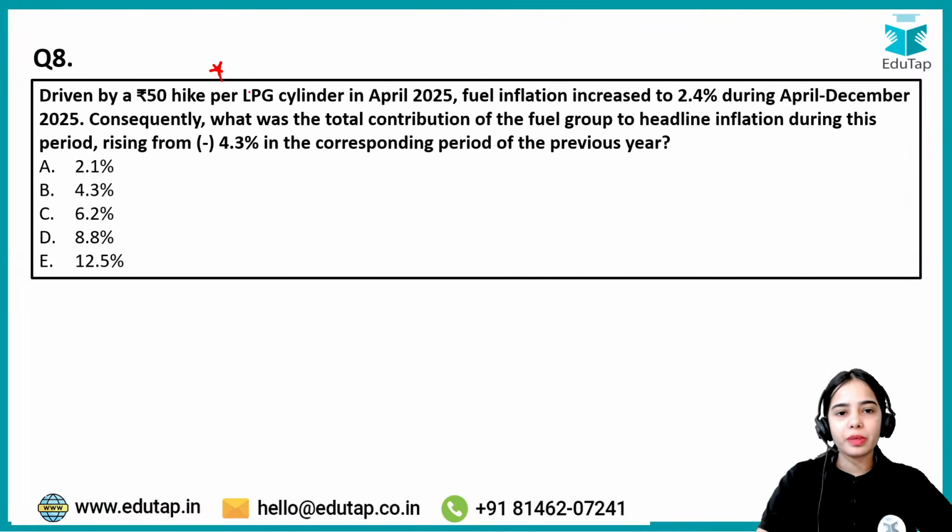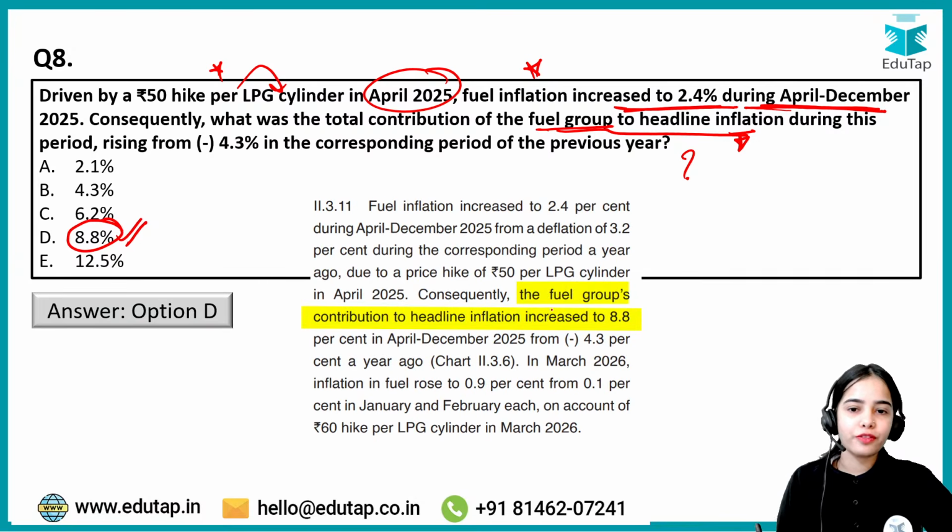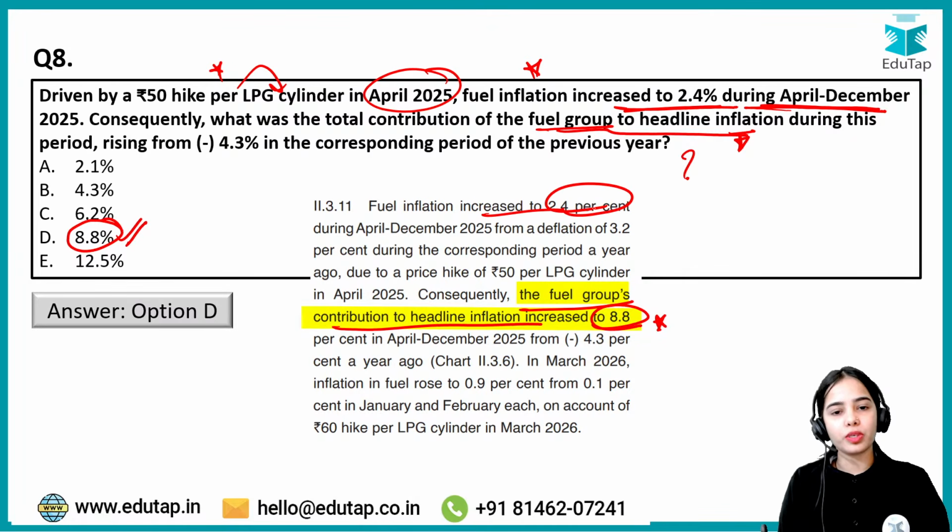Driven by a 50 rupee hike per LPG cylinder in April 2025, fuel inflation increased to 2.4% during April to December 2025. Now, the contribution of the fuel group to headline inflation increased to what percentage? Is anyone able to answer this? D is the answer here, 8.8%. See, the fuel group's contribution to headline inflation increased to 8.8%. Fuel inflation increased to 2.4% during April to December 2025, and it contributed 8.8% to headline inflation.